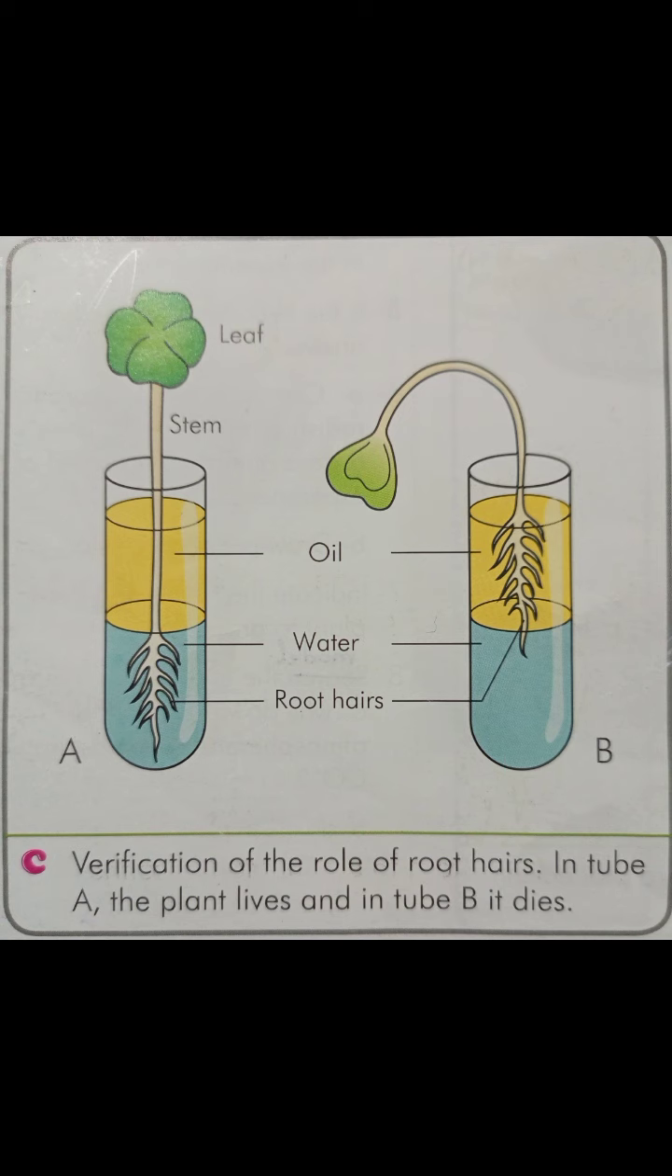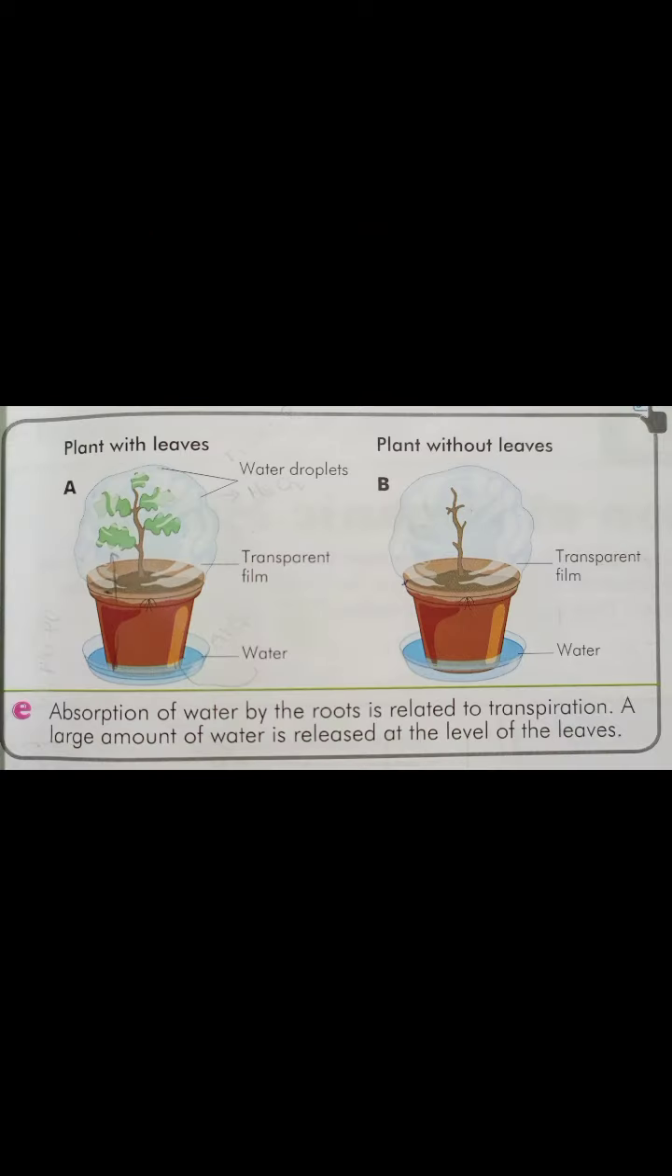First of all, the plant whose root hairs are placed in crude sap, mineral water, A, remained alive, but the plant whose root hairs are placed in oil wilted and died. This indicates the root hairs absorb crude sap, but not oil. This document shows absorption of water by roots is related to transpiration. A large amount of water is released at the level of the leaves.